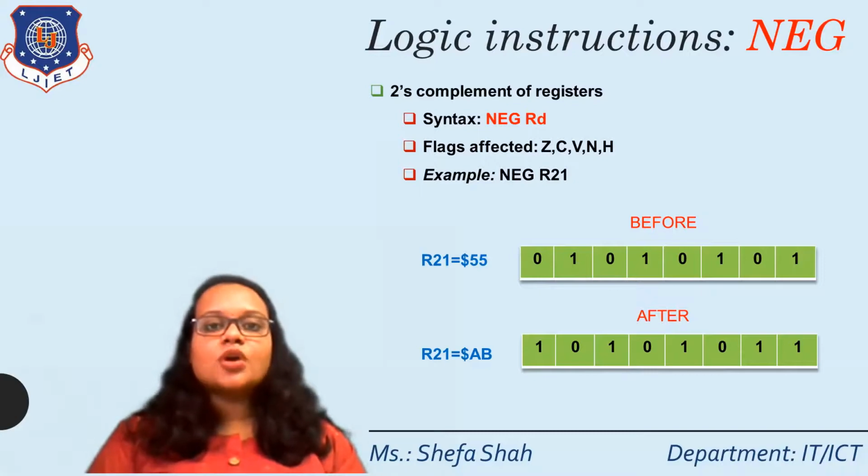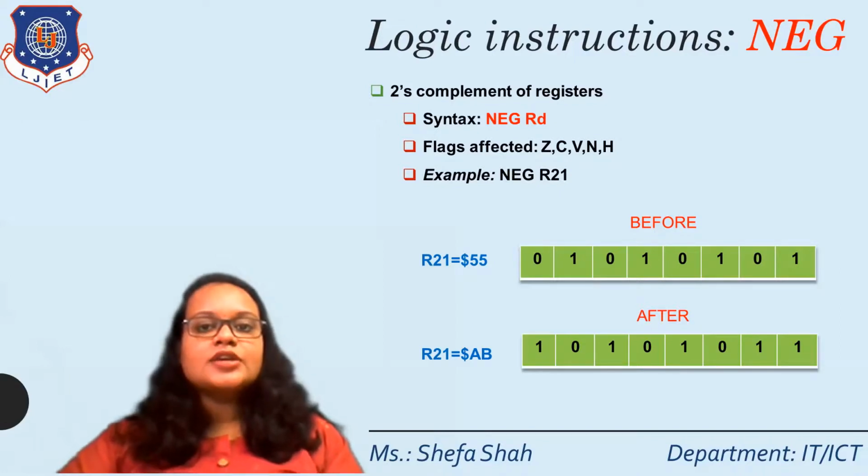Now for 2's complement, what is the logic behind that? First we have to obtain the 1's complement. We have seen in the complement instruction that after the complement instruction, R21 has data AAH. For obtaining the 2's complement, we need to add 1 to that. If we add AA plus 1, it will be AB. So after the execution of NEG R21, the data in R21 will be AB, represented as 1010 1011. This is the negate instruction.